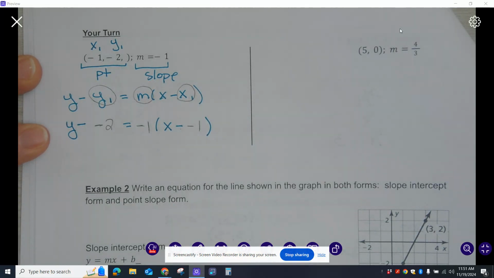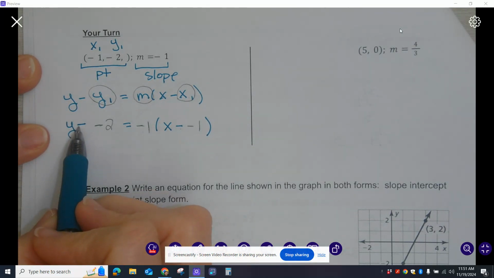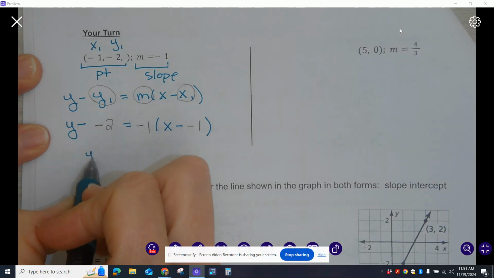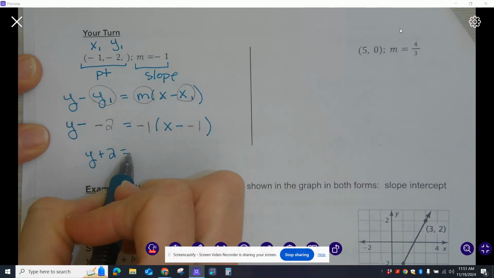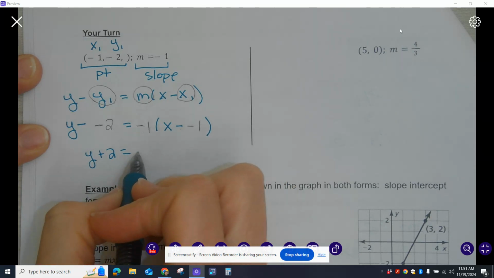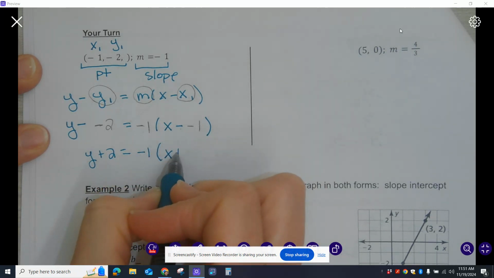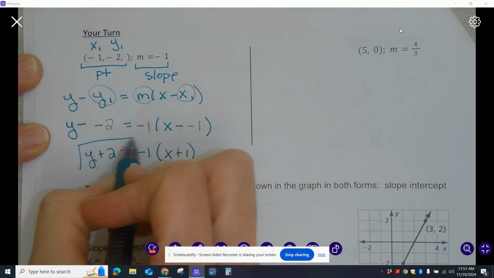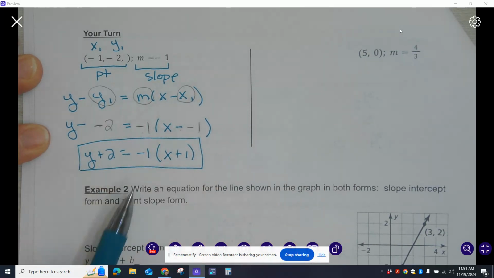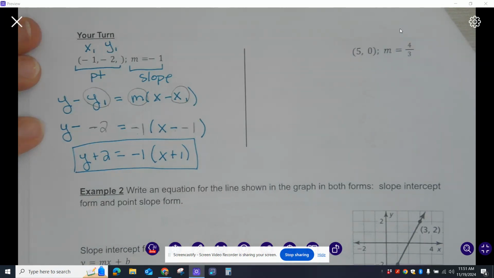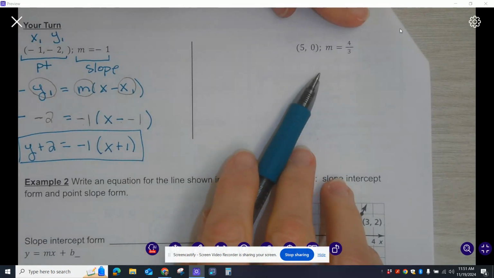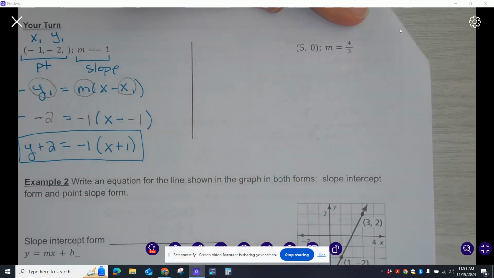Now I just need to simplify it. y minus negative 2 is the same as y plus 2, equals negative 1 times x minus negative 1, which is the same as x plus 1. So that is my equation of a line in point-slope form. Now I would like you to pause the video and try this one.